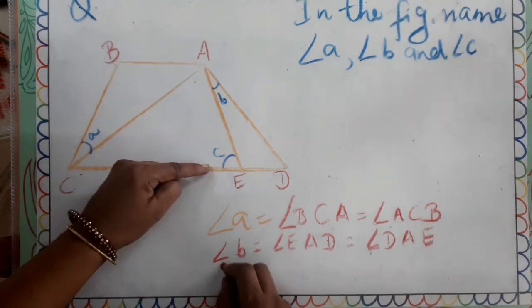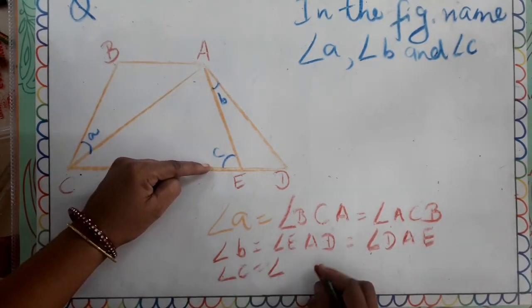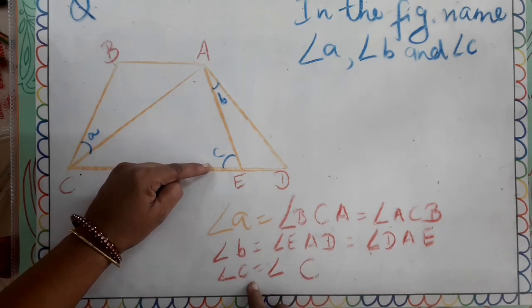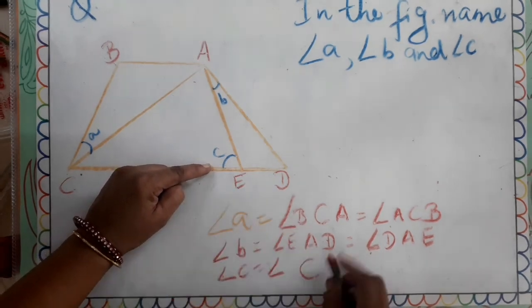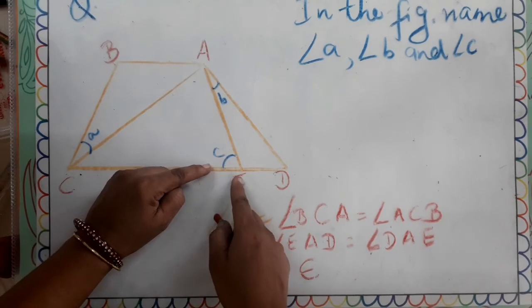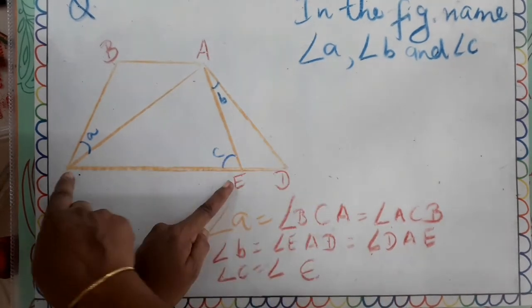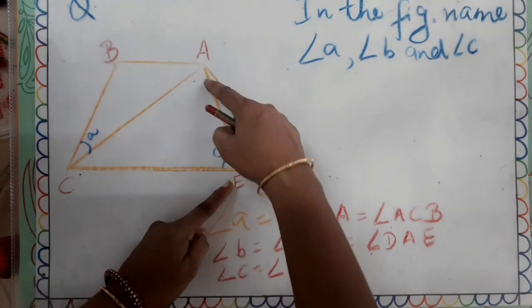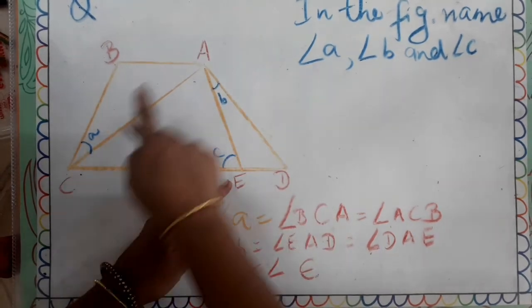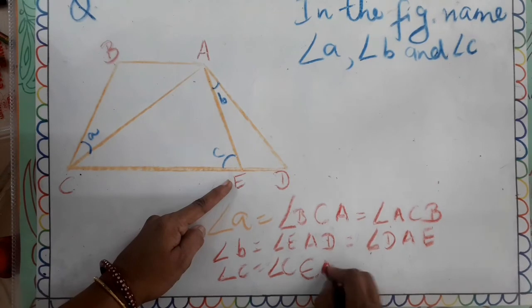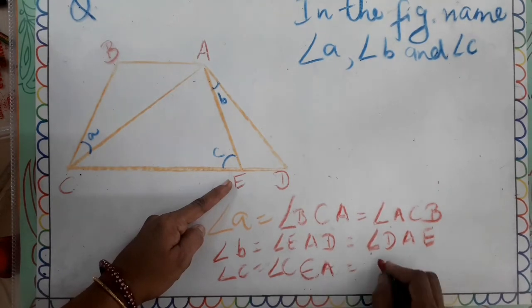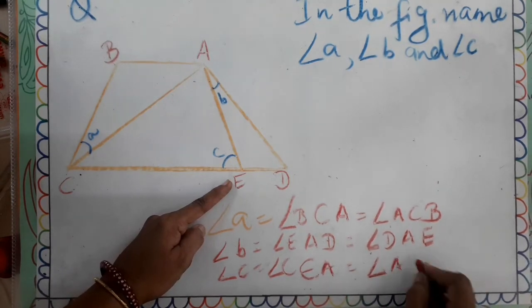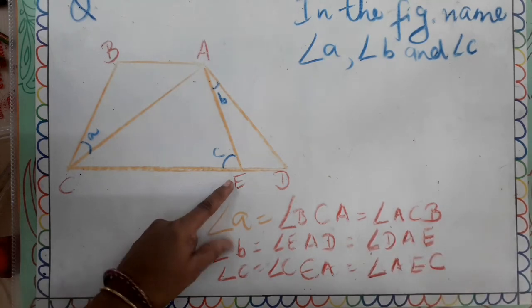Now coming to angle C, E should be my middle letter, and which are the arms here? Here you can see that EC and EA are the arms. So C and A should be on either side of E. So here I can write it as angle A, E, C also.